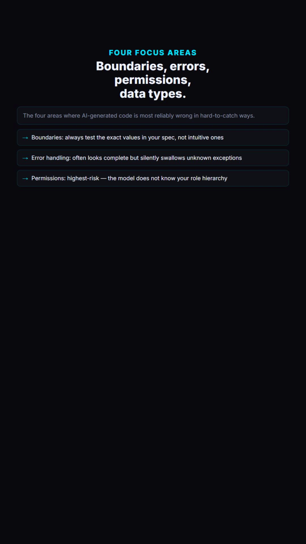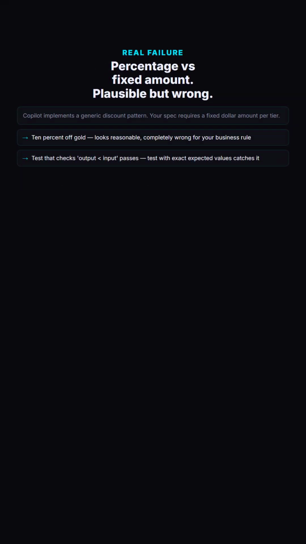The fourth area is data type assumptions. AI-generated code frequently assumes input types that may not match what your system actually sends. Let me walk through a concrete example that illustrates exactly how this failure mode shows up in practice.